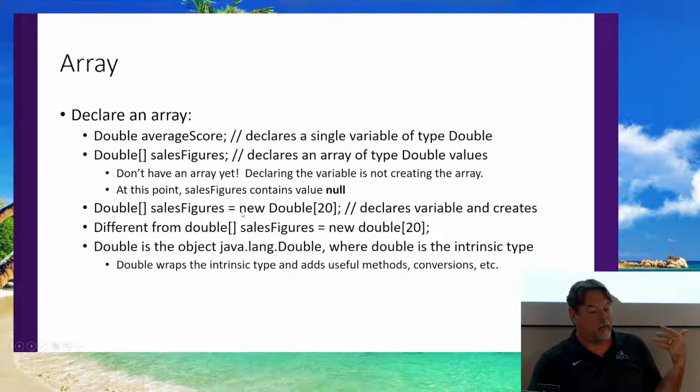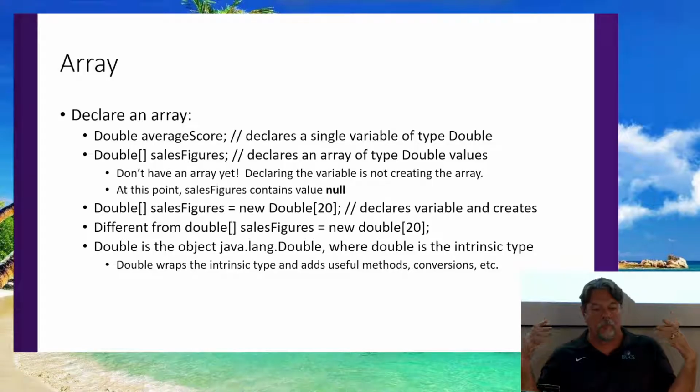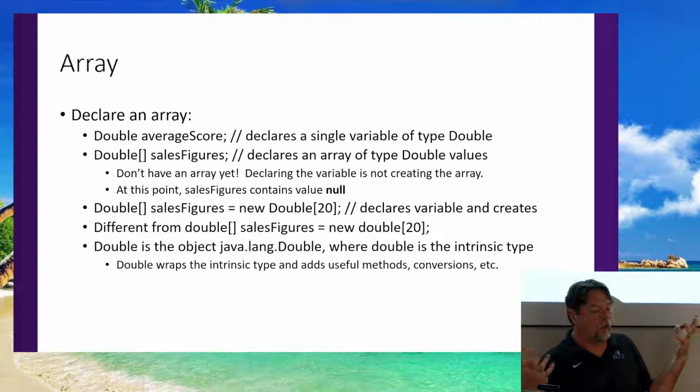Okay, if I say sales figures equals new double using the new operator, I've created an array of 20 doubles. So now I've allocated 20 times the size of a double, that much memory. And the thing to realize about an array that makes it unique is it's going to be contiguous memory.